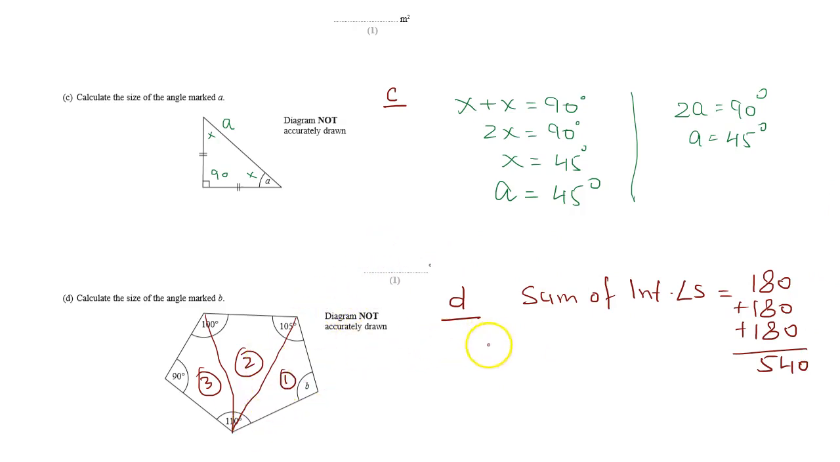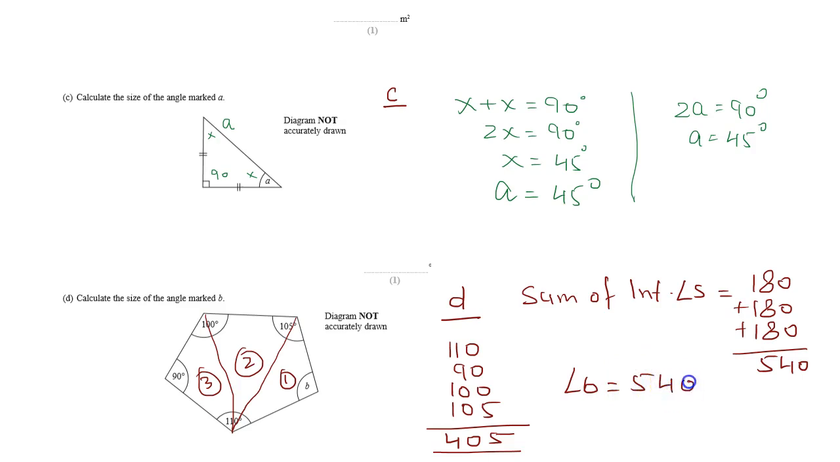So now we have 110, we have 90, we have 100, and we have 105. So all these given angles, the sum is 405, and it is supposed to be 540. So angle B is equal to 540 minus 405. So this angle will be 135 degrees. So that is the answer to this part.